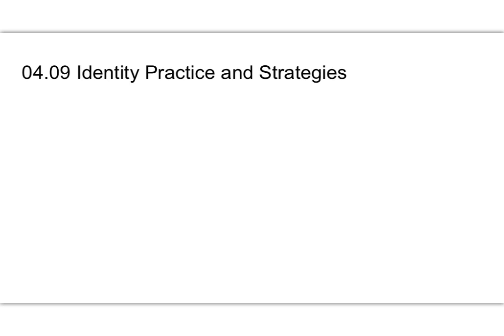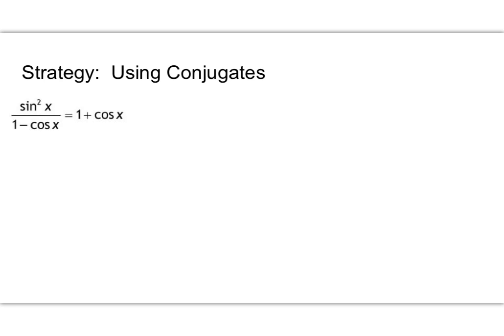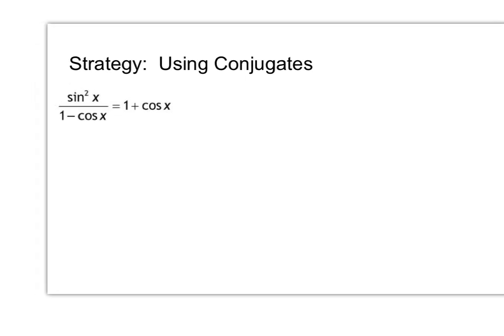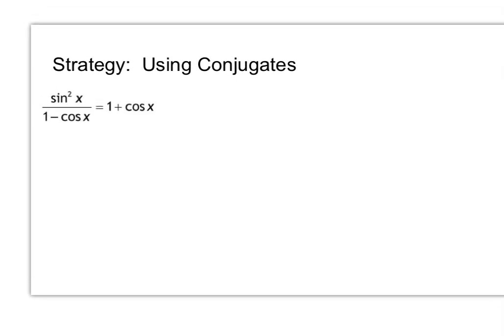Hi students, today we're going to look at a couple of different strategies using identities. Specifically, we're going to look at identities that would be helped by the use of either conjugates or by the use of some common denominators. The first one we're going to look at is one that uses some conjugates.